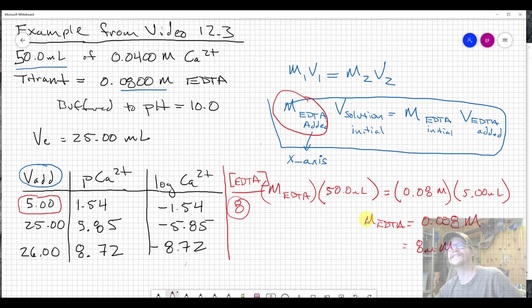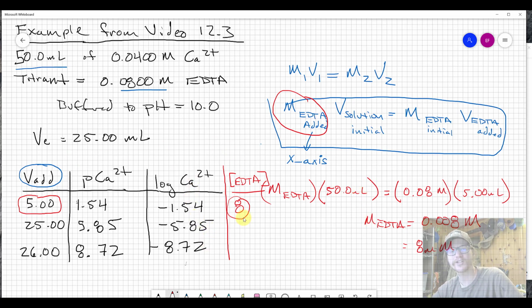And know that this is the apparent concentration of EDTA that's been added to solution. It doesn't mean that's the actual concentration. That's the total concentration of EDTA. Of course, it's being complexed and speciated out, but what it really means is 5 milliliters of the original 0.08 in 50 mLs is equivalent to 8 millimolar at that time. So it's essentially a dilution. That's what the curve is telling us.